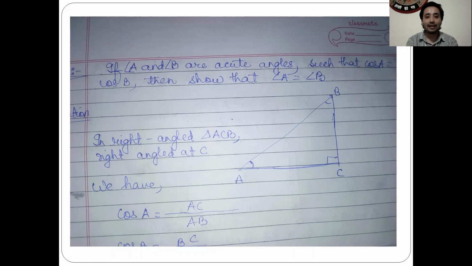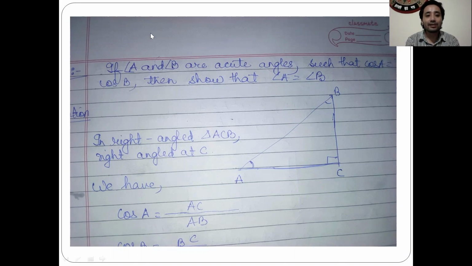Yesterday we saw in the video what trigonometry is and what the various trigonometric ratios are, and we took one NCERT question from the class 10th textbook. So today, a few more questions we have taken from the NCERT class 10 book. Let us see the first question.